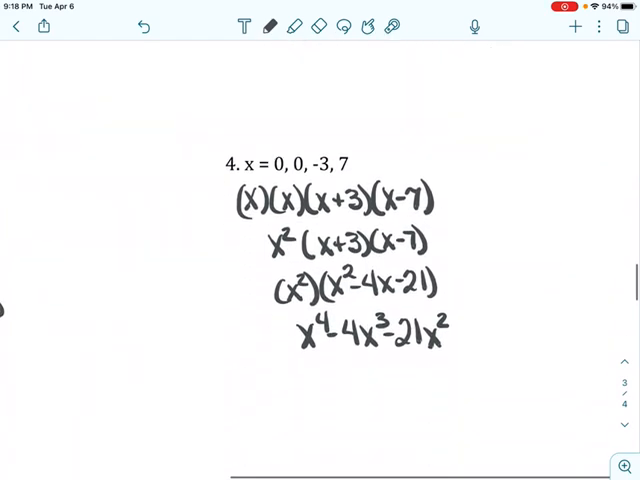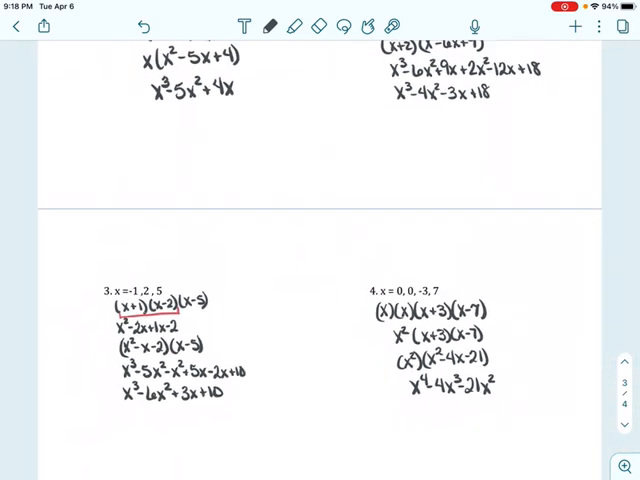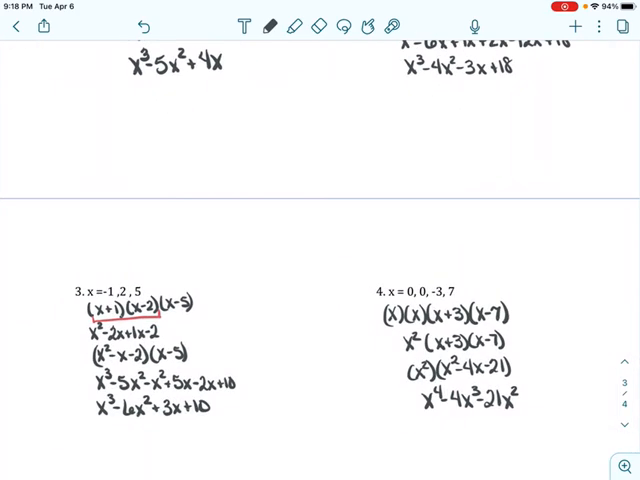Okay, so here I have 4, so I did the zeros, which would be x and x, and then x plus 3, x minus 7. So I did the x plus 3 and x minus 7 together, but then the x times x, I multiplied them together as x squared, and then I distributed and got x to the fourth minus 4x cubed minus 21x squared.